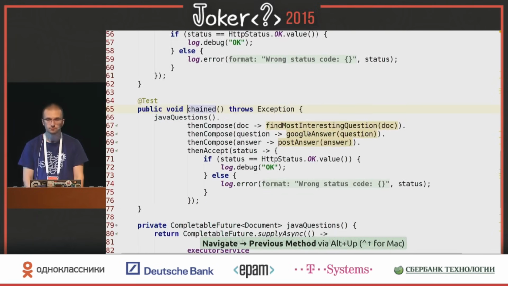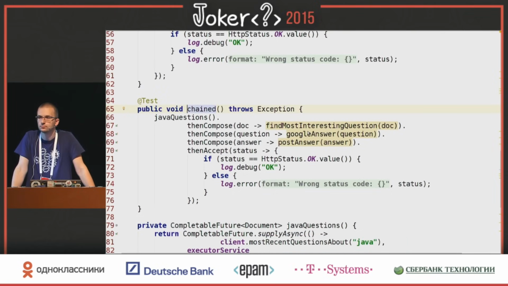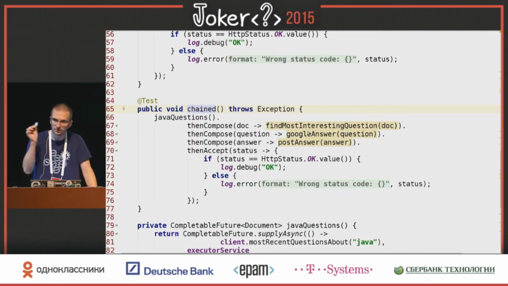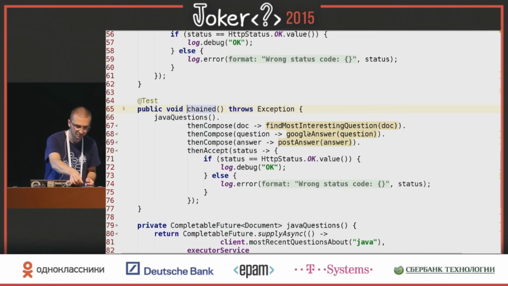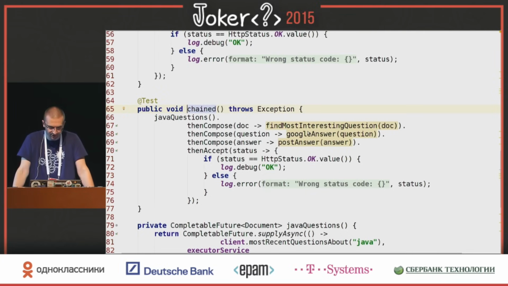Okay, still clear so far? Yeah? That's also a very good question that deserves this coin, and we're gonna talk about it later. But the exceptions propagate, but they don't propagate in the client thread because the client thread is already gone because it's asynchronous. But we'll get back to it, okay?